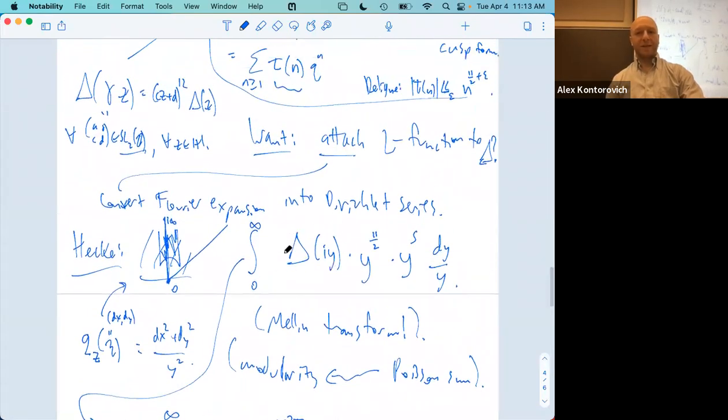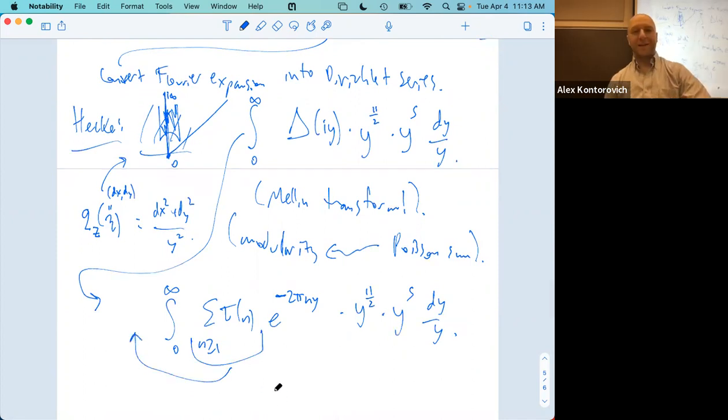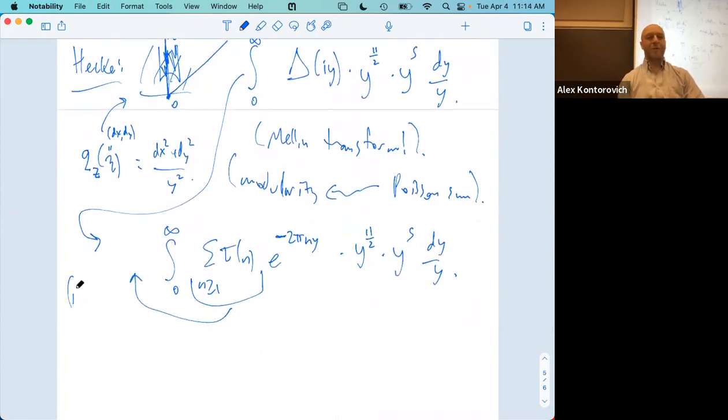Okay, so that's this. That's delta. Then I'm multiplying by y to the 11 halves for some strange reason. And then I'm multiplying by the character y to the s dy over y. Of course, I'm going to interchange orders. I'll justify that later. In fact, I can only do that if the real part of s is bigger than one, as it will turn out.